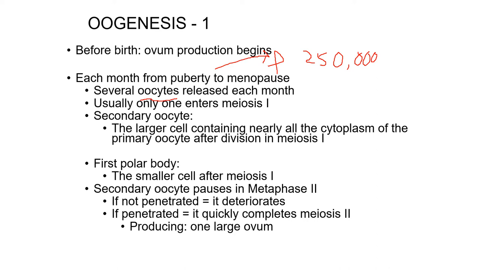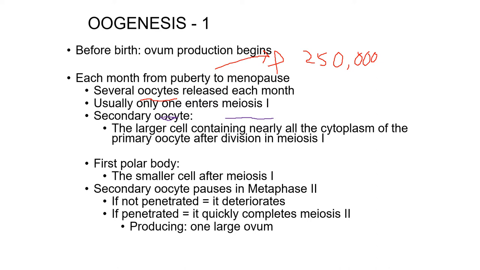And we're going to talk about the details. We're going to get day 1, day 14, day 28. We're going to talk about the 28-day cycle of the female ovulatory and menstrual cycle in just a little bit. Just hang with me. So, out of all of these oocytes that are released each month, as you can see, only one usually enters meiosis 1. So the other ones just break down and never make it, and they're going to be either recycled or disintegrated, or they're going to be shed in the menstrual cycle.